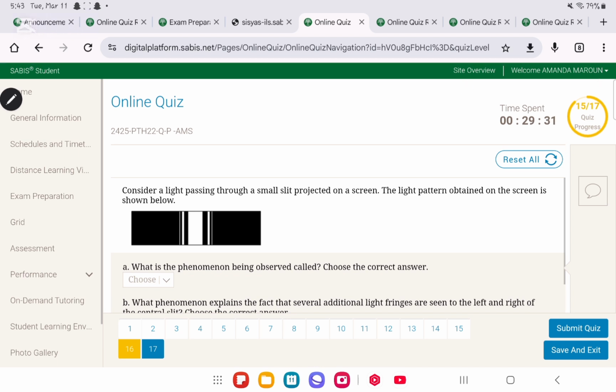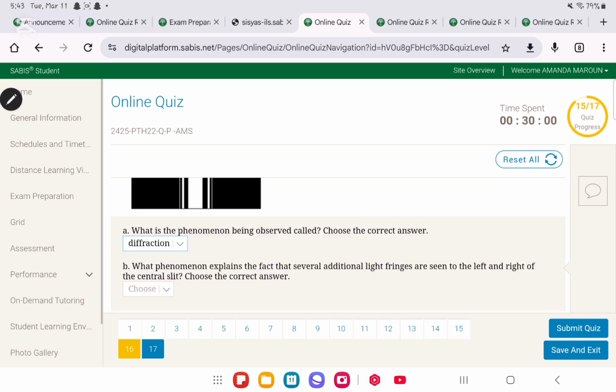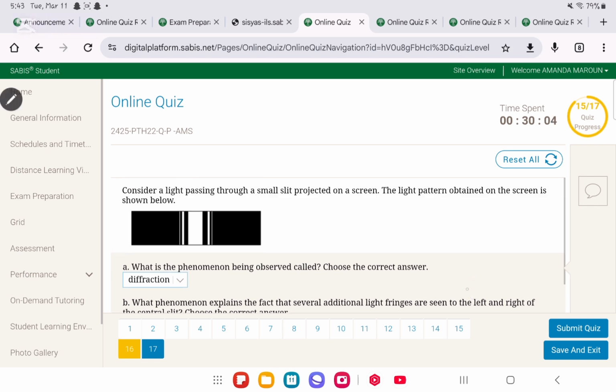Consider a light passing through a small slit projected on a screen. Small slit, this is an obstacle. The light pattern obtained on the screen is shown below. So what you need to know is that the phenomenon being observed is diffraction. Why? Because diffraction is the spreading of waves around obstacles. And because there is a small slit through the screen, this is the spreading of waves, so this is diffraction.